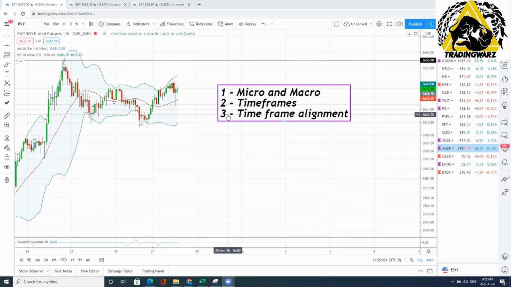And today we're going to get into the micro and macro look at Fibonacci's, looking at Fibonacci's on all different time frames, as well as how to implement time frame alignment with Fibonacci's.